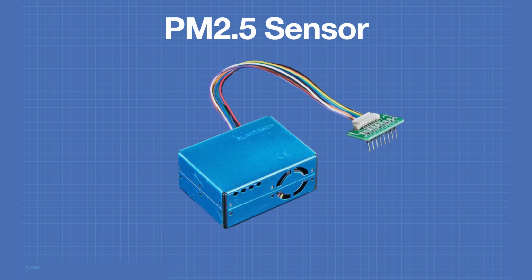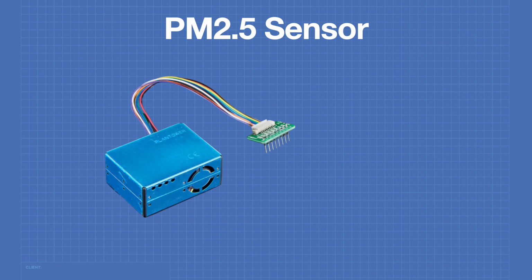Now the sensor we're using today is a very popular one, and it's a fairly large sensor when you compare it to the other ones that we've used, and that's because it actually has a small fan and a laser inside it to measure these particles. Now it's not only capable of measuring particles at 2.5 microns, it can also give you outputs to let you know how many particles there are at 1 micron, 5 microns, and 10 microns as well. So let's go and take a look at our PM2.5 sensor.